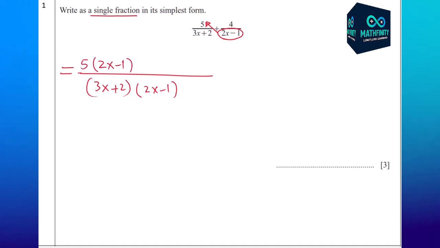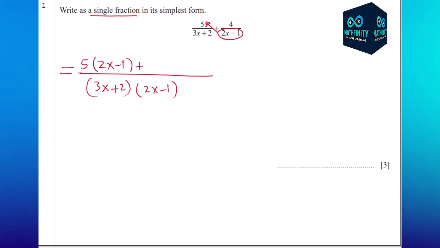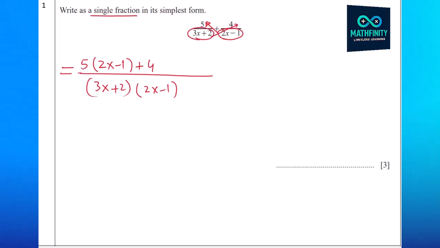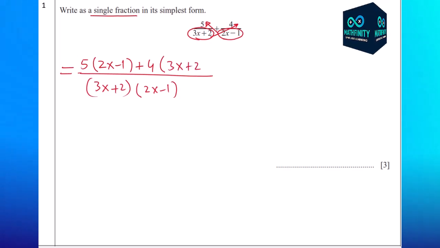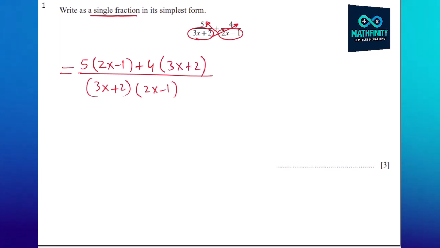What is the sign between them? Plus. And then 4, and this denominator we are shifting to here. We will write 3x plus 2. This is the first step you have to show to the examiner to get the mark.